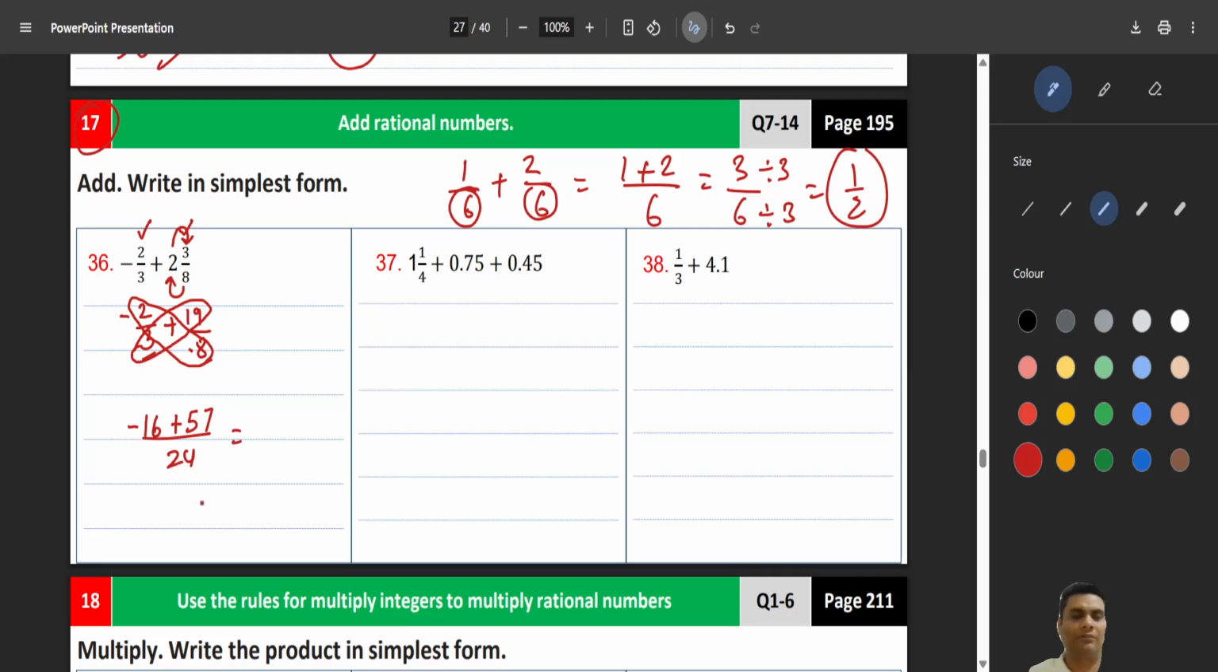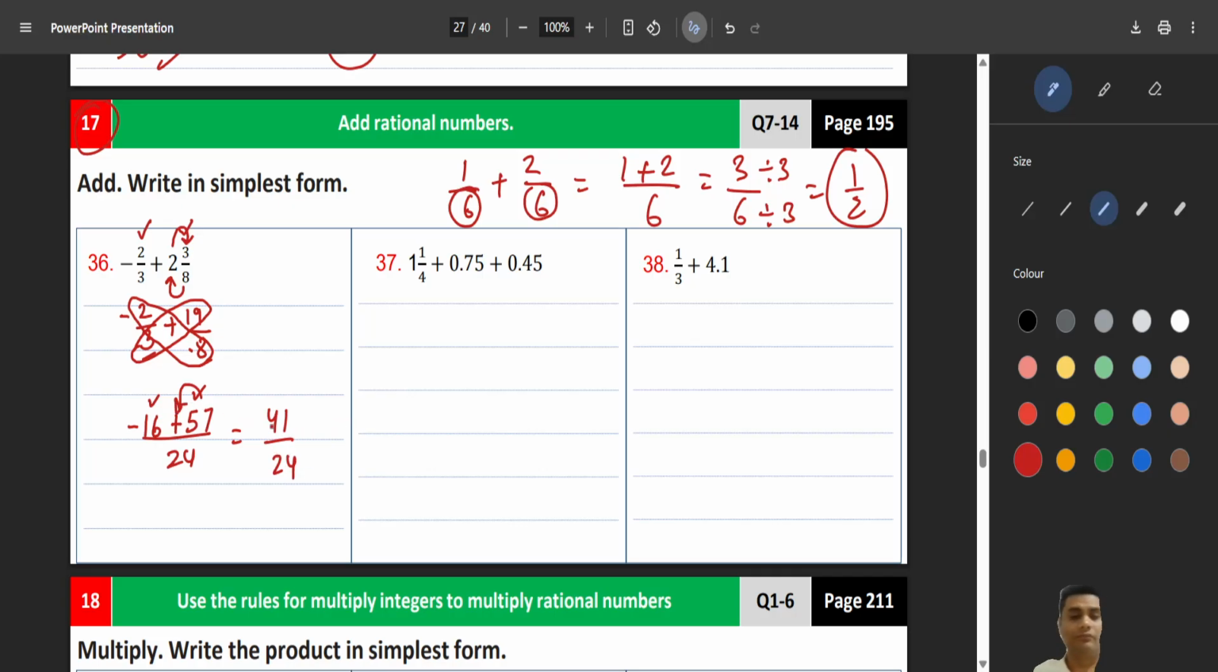Now just solve the upper number. The 16 and the 57, do they have the same sign or different signs? Different signs. Here plus, here minus. So different sign yani minus. 57 minus 16, 41. 41 over 24. Check the bigger number. The bigger number has plus. So my answer will remain plus.